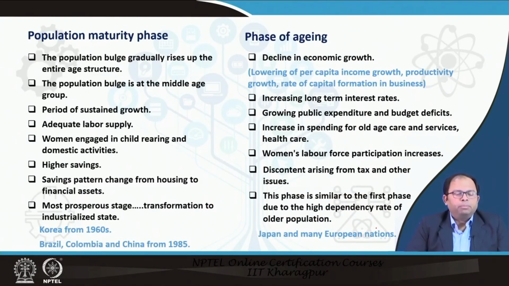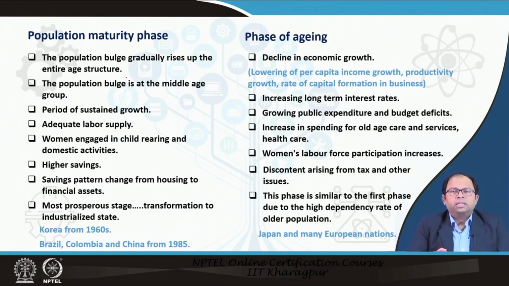So, then comes the population maturity phase. These young adults now move on, and they become matured, and the population bulge gradually rises up the entire age structure. The middle age group is now the biggest bulge, and this is a period of sustained growth because middle-aged people have experience, they have connections and so on. There is adequate labor supply. Because of adequate labor supply, and people earning good wages, women can go back to child rearing and domestic activities.